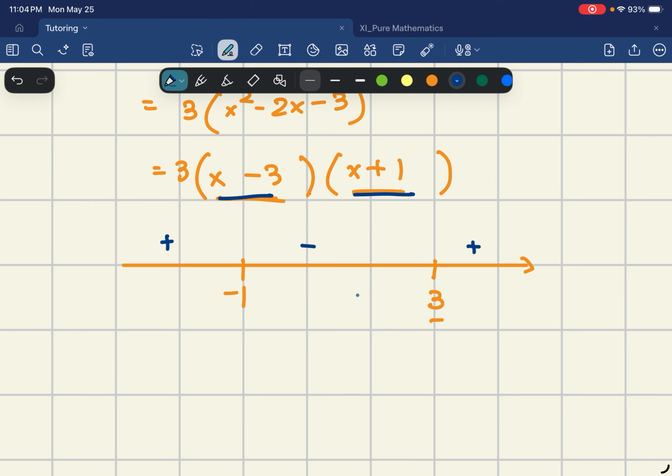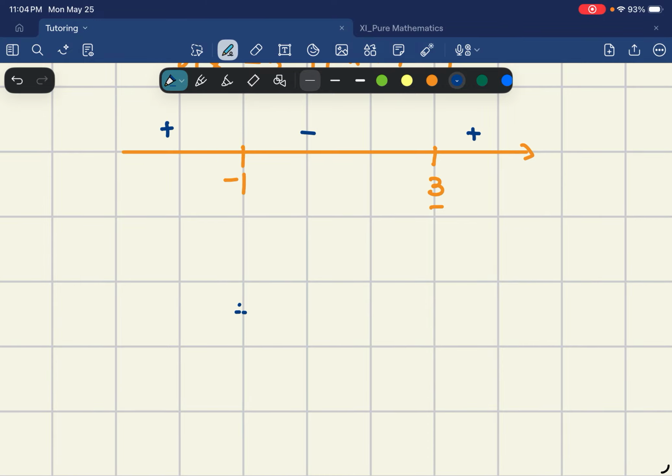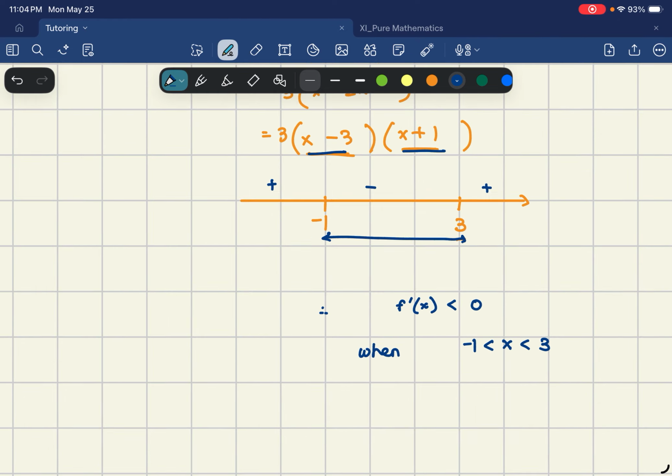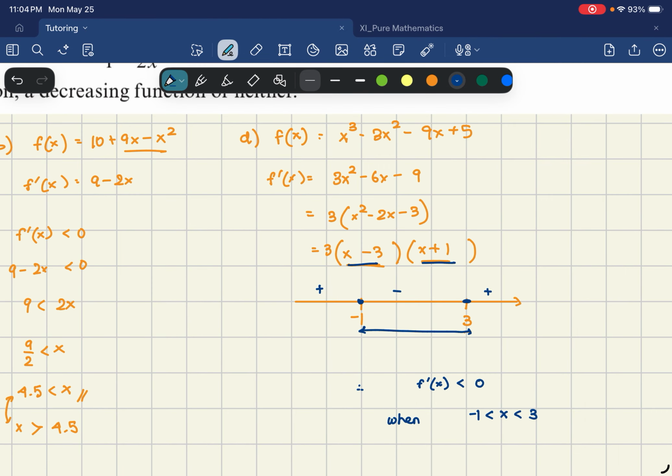Now put a number between negative 1 and 3, say 0. 0 plus 1, positive. 0 minus 3 is negative. So positive times negative is going to give me something that is negative. Therefore, my f dash of x is less than 0, which means that the function is decreasing when x is bigger than negative 1 and less than 3. That is your answer for D. And it's not exactly negative 1 or 3, because f dash of x, or dy by dx, is equal to 0 at those points.